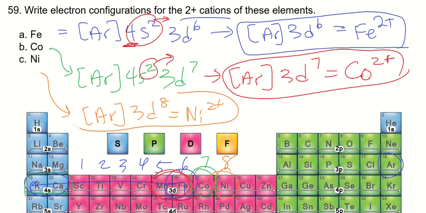So you can see why it's common for transition metals to have a 2+ charge, because it's often going to be easier to remove those two electrons in the s orbitals.